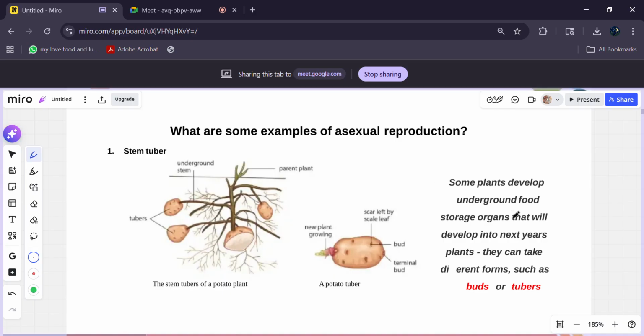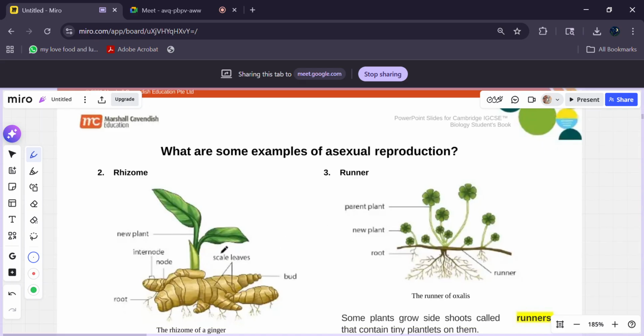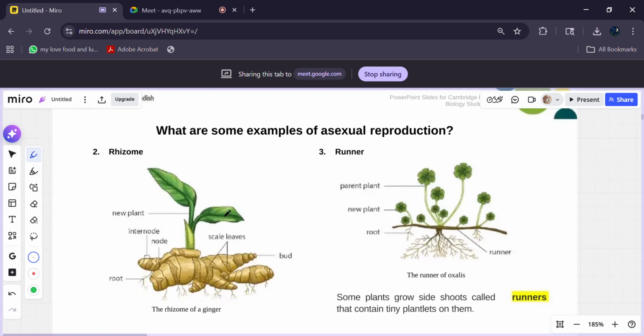Some plants develop underground food storage organs that will develop into next year's plants. They can take different forms such as buds or tubers. Another example of asexual reproduction is rhizomes. A rhizome is an underground storage stem. It bears scale leaves and buds, and each bud can grow into a new plant.